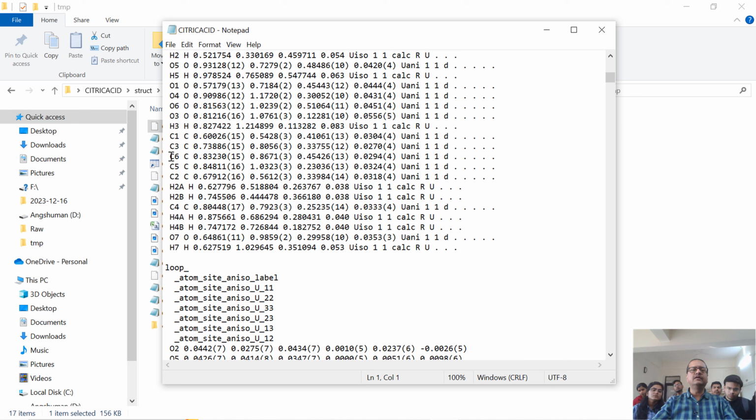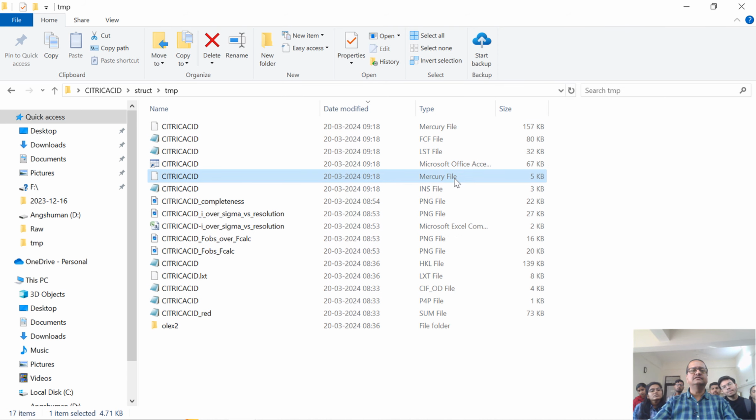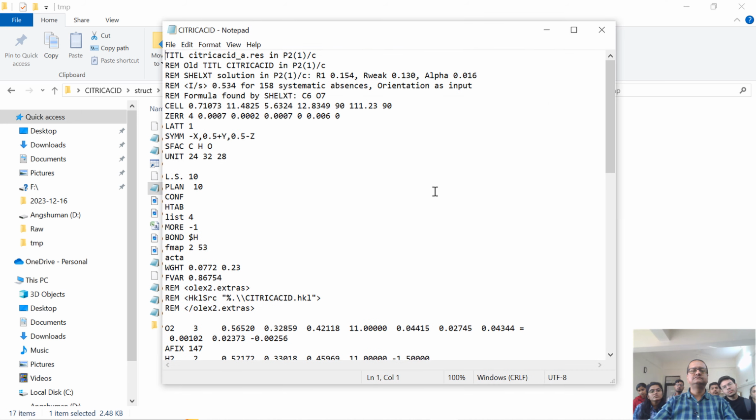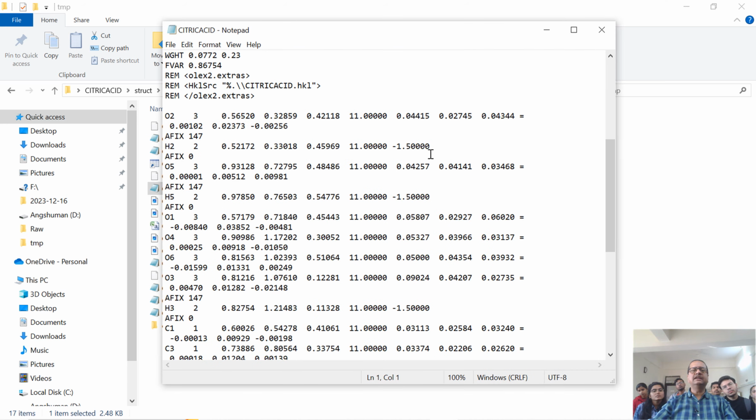You see, when you are looking at the carbon, it is like that, right? And when it is talking about this, it says calc. That means calculated. The thermal parameter is calculated. Look at the corresponding INS file. You see that it is fixed at minus 1.5. What does it mean? It is the 1.5 times the isotropic thermal parameter of that oxygen.